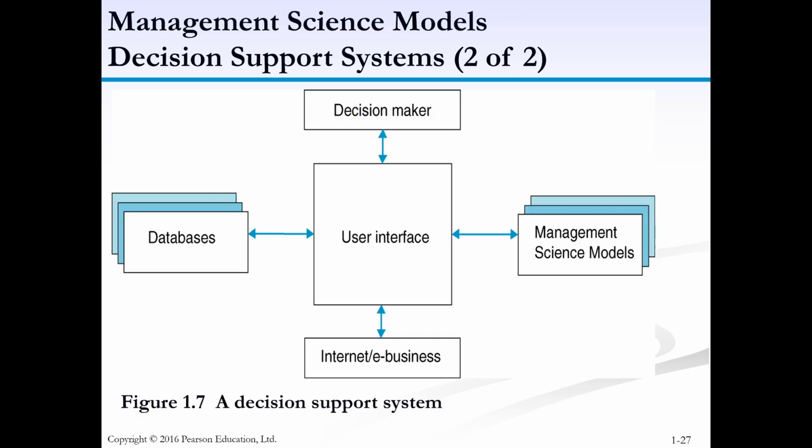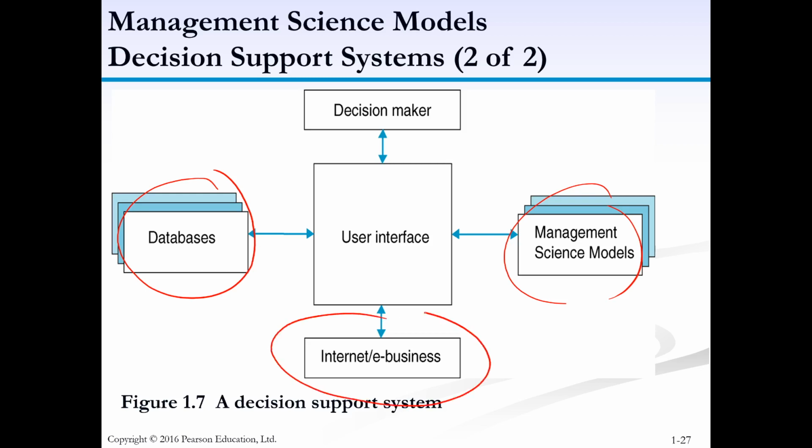Here we are showing the decision support system. There's a decision maker who is interacting through interfaces, and there are management science models, and there is a huge database making use of that, and big data we talked about, and then the internet or e-business.